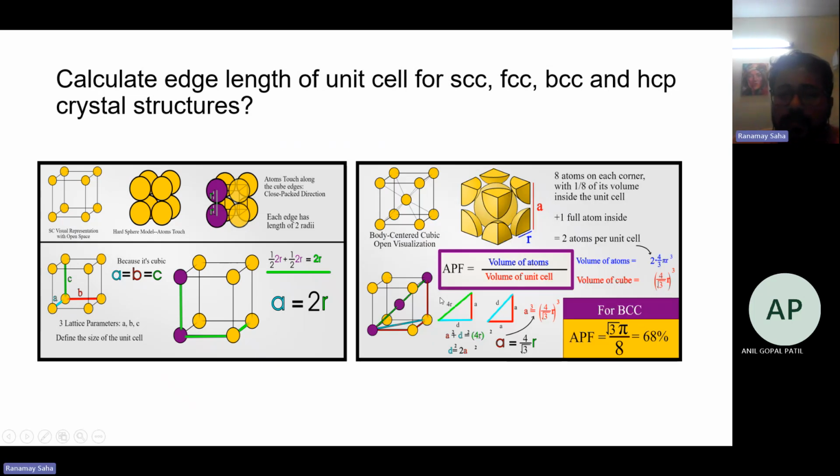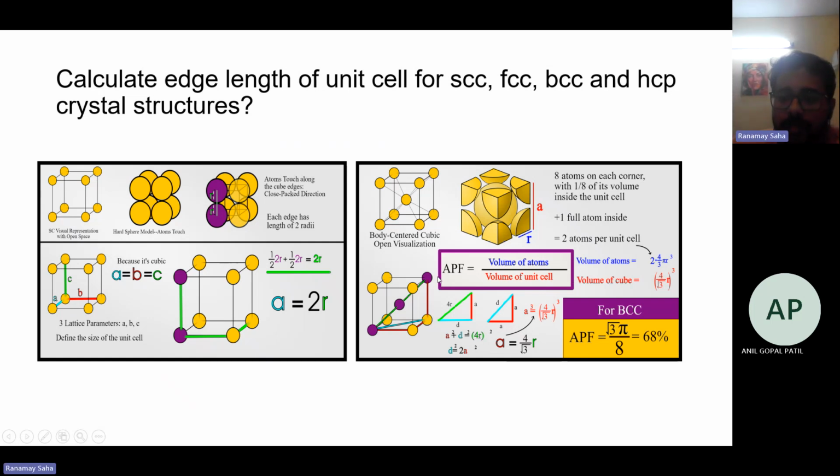Then comes the body centered cubic structure, in which we have to calculate the APF, atomic packing factor. Before that, you know how an APF is defined: it is simply the volume of atoms divided by the volume of the unit cell.